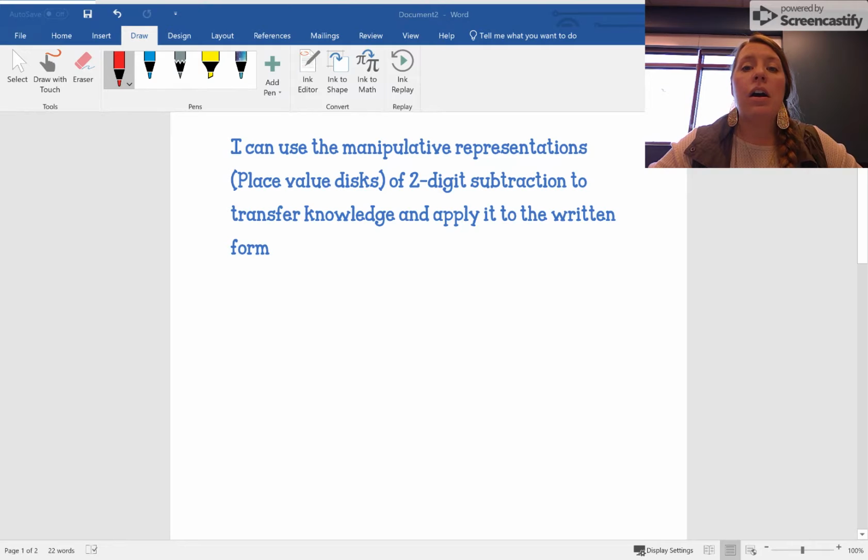Manipulative representations are examples like place value discs that we have been using to show the differences in our place value units. We are going to transfer that knowledge from the hands-on part of our manipulative representations, and we are going to be drawing to help us solve problems. Let's take a look at 31 take away 18.